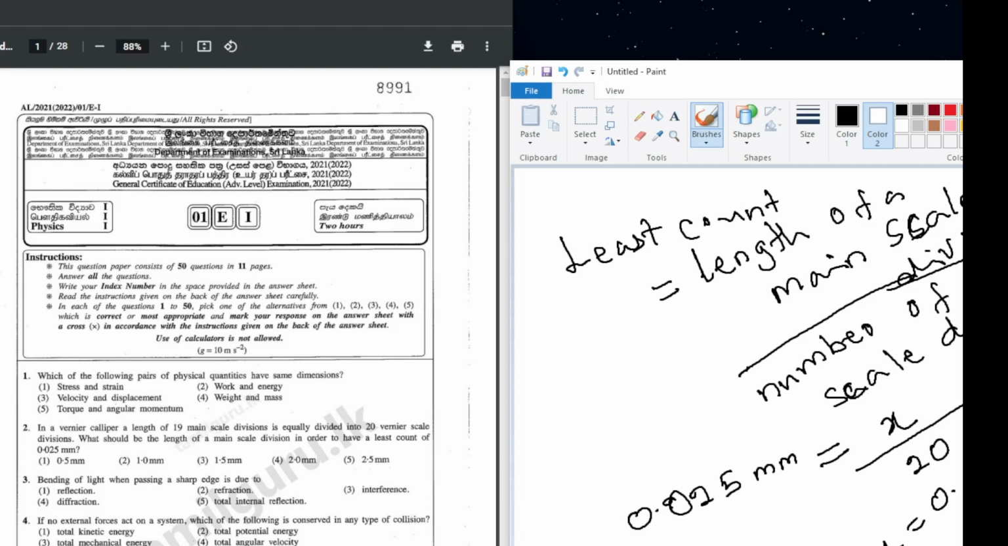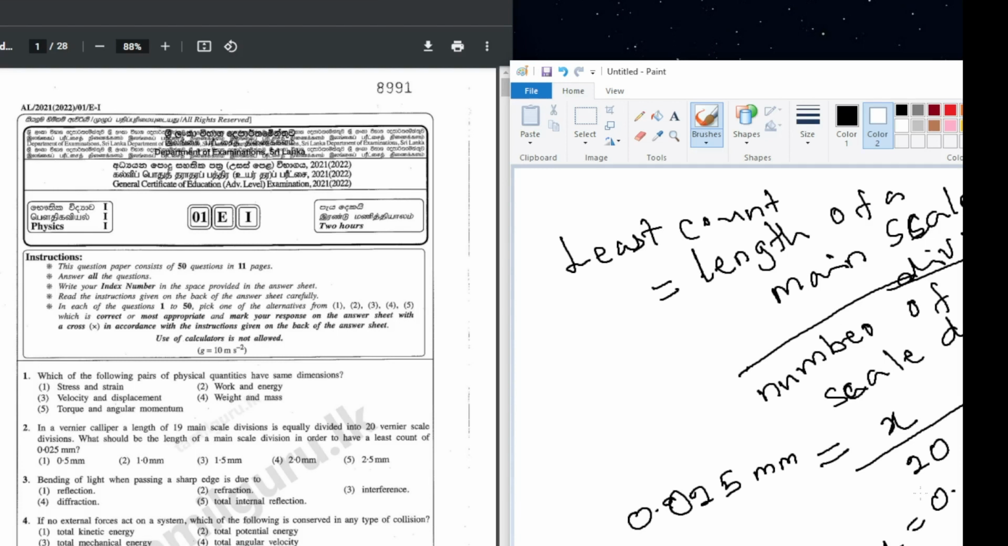Question number 3. Bending of light when passing a sharp edge. Bending of light happens in refraction and also in diffraction. But in refraction, light bends when the light passes from one medium to another. Here in the question, bending of light when passing a sharp edge. So that is diffraction. Diffraction happens when the light passes a sharp edge or when the light passes through a small gap. Here the answer is 4.